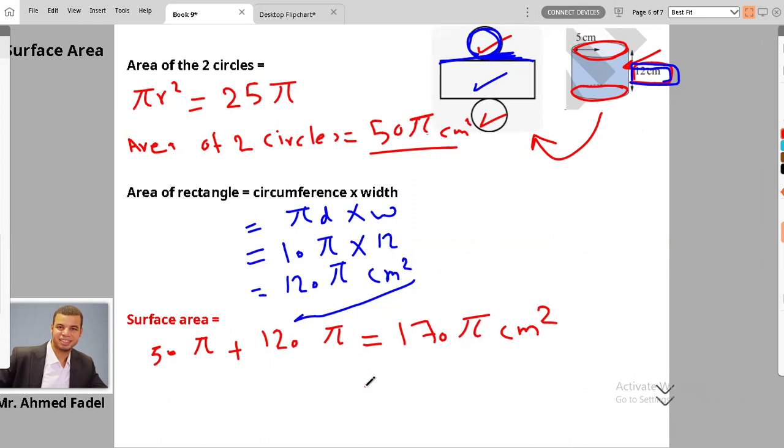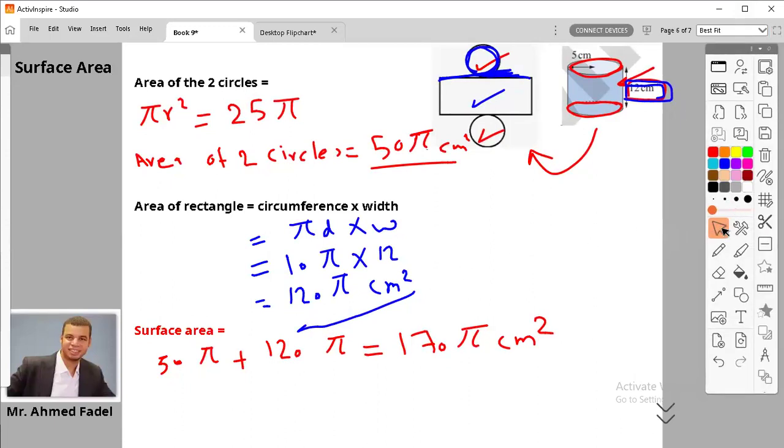You do this on the calculator, then you round your answer to whatever the question is requesting from you. Now, you do it on the calculator, you round it maybe to one decimal place. They might request from you to round it to 3 or 4 significant figures, whatever they request from you. Let me show you here how to use it on the calculator.